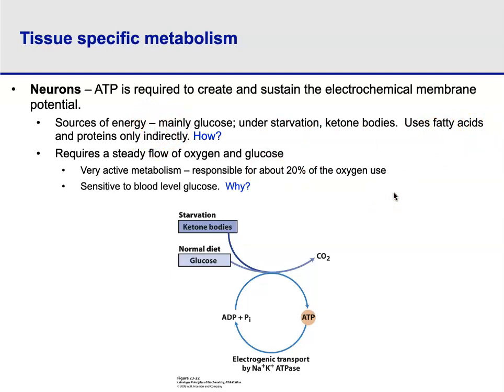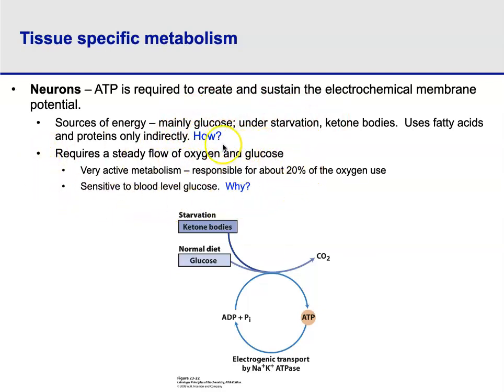Someone might say, how? But I know you already know the answer. How can we use fatty acids indirectly? Well, remember, during starvation, fatty acids will be degraded to acetyl-CoA. When acetyl-CoA is in large quantities, it will be used to generate ketone bodies, and then those ketone bodies are used for energy. Same with proteins. During starvation especially, proteins will be degraded, and the products will be used for generation of glucose or ketone bodies, which are the primary energy sources for the neurons.